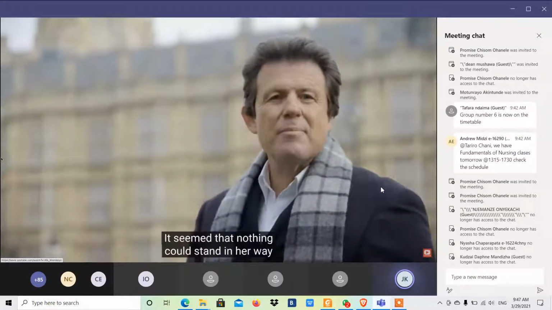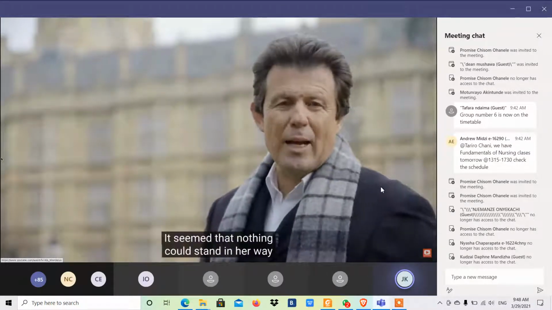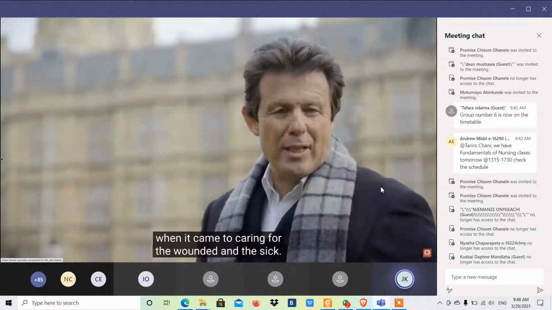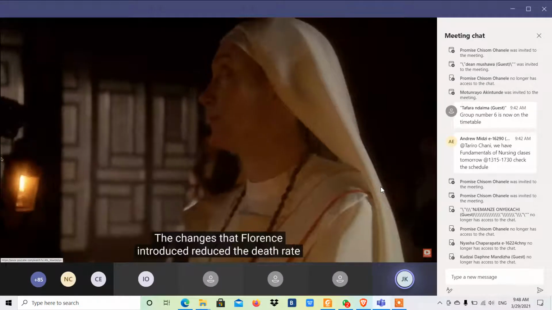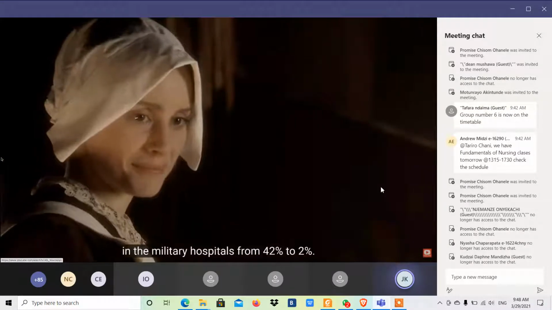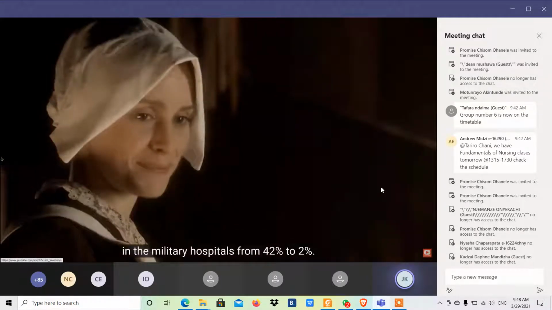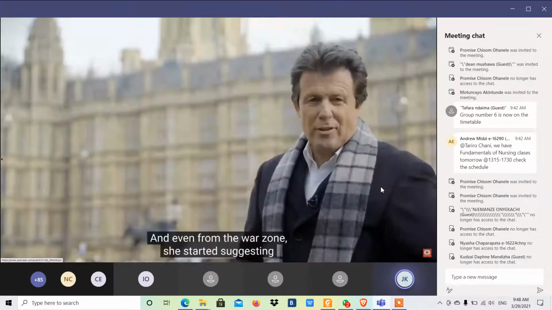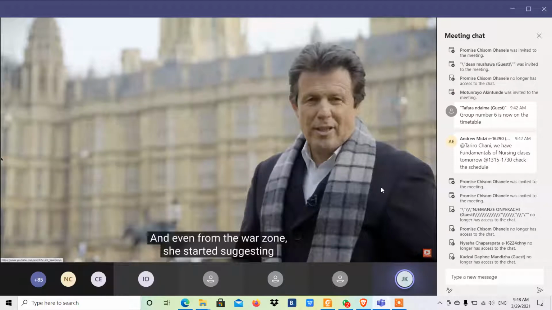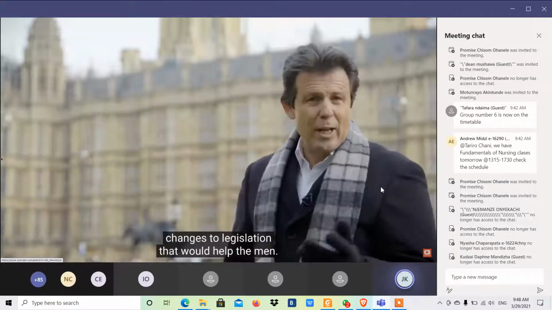It seemed that nothing could stand in her way when it came to caring for the wounded and the sick. The changes that Florence introduced reduced the death rate in the military hospitals from 42% to 2%. And even from the war zone, she started suggesting changes to legislation that would help the men.